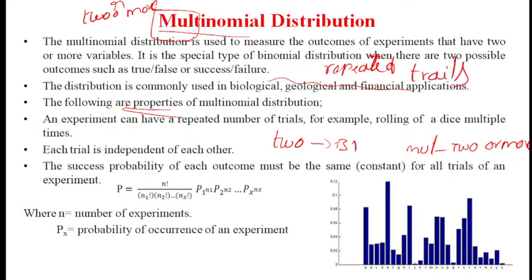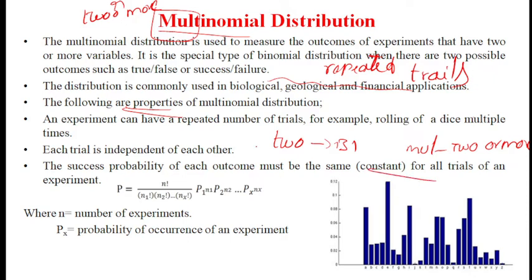Repeated trials. Each trial is independent of each other. Under binomial, it will not be independent. The success probability of each outcome must be the same, meaning constant for all trials.